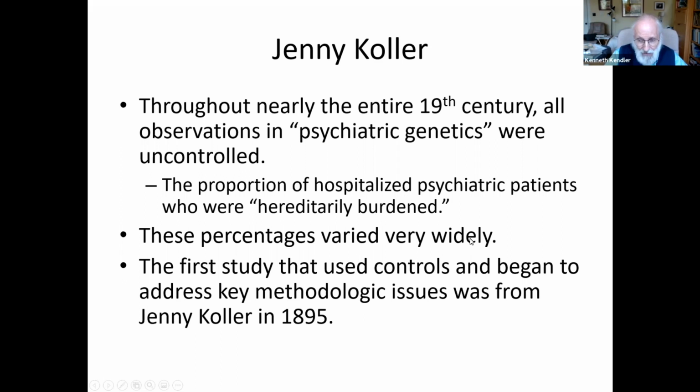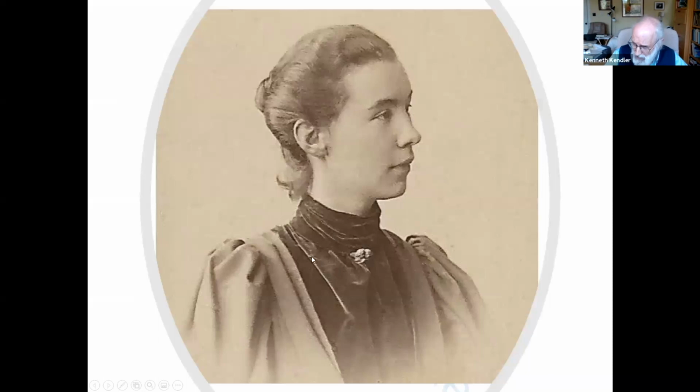These percentages varied very widely from 4 or 5% to 80%, and that's partly because what disorders they considered to constitute a hereditary burden was quite variable, and which relatives they counted was also quite variable. But they had never used controls. The first study to do that was done by Jenny Koller in 1895. Here's a picture of what Dr. Koller looked like. She was encouraged by her mother to consider medicine. She met with one of the few physicians in Switzerland at the time. She completed medical school there, but she was unable to get what would be the equivalent of an internship, as they were not offered for women in Switzerland, and so went to Paris, France for her training.